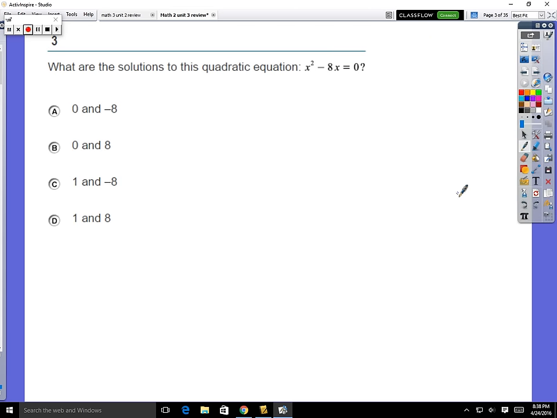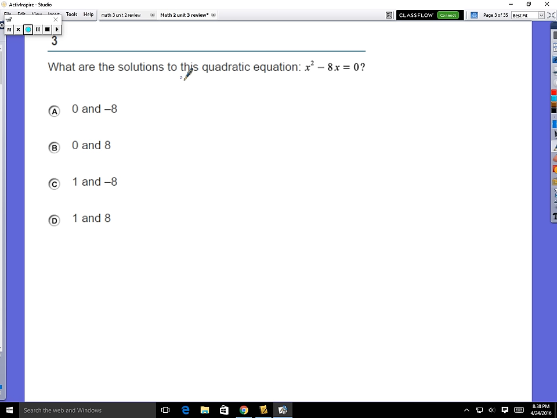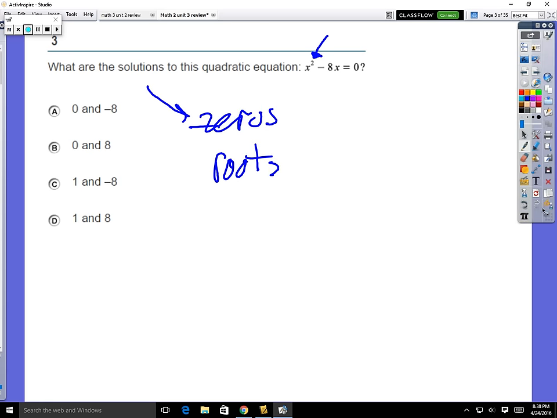Number 3. What are the solutions to this quadratic equation? Okay, quadratic equation. You know it's a quadratic because the degree is 2. And sometimes you can factor them, but if all else fails, you can do the quadratic formula on any quadratic to get the solutions. Solutions are also called zeros, and they're also called roots. So we got to solve for x. And if you can factor, that's the easiest. So always try and factor it.